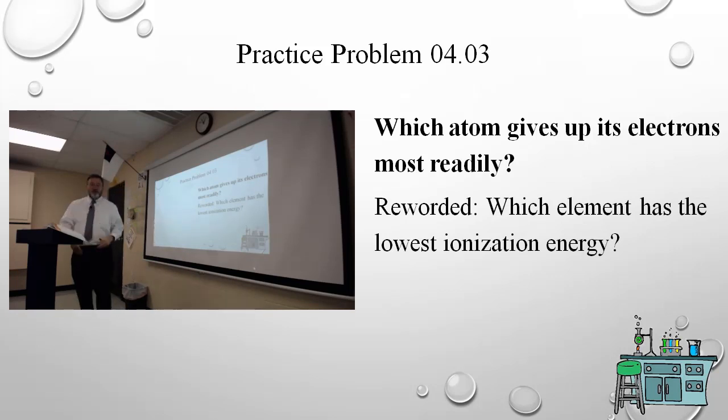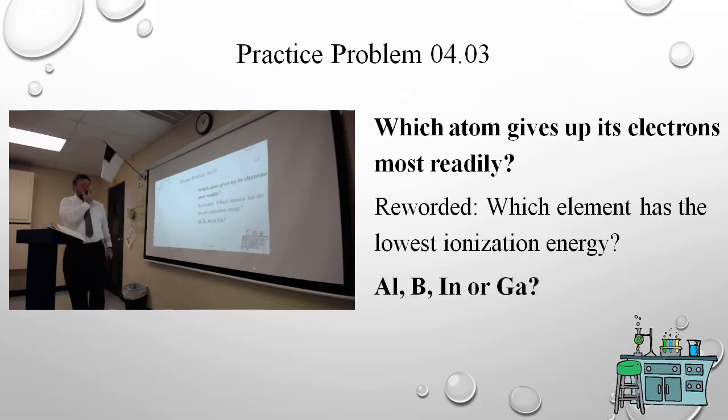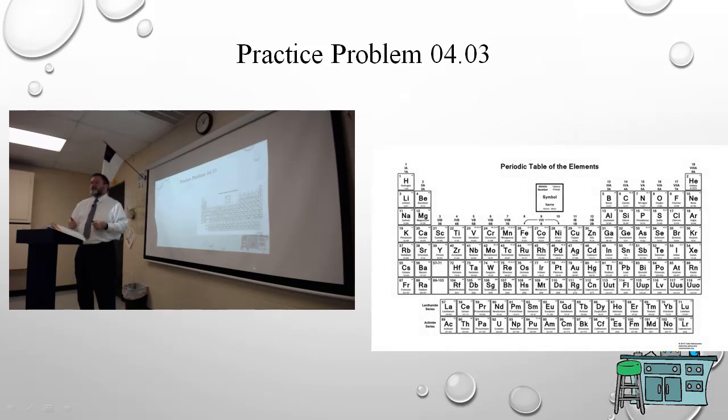And so the question here says, which one gives it up the easiest? Well, the one that gives it up the easiest is the one that holds on to it the lightest, right? And we're given 4 options. Now, since this is known as a periodic property, we're going to go ahead and plot them on a periodic table. So the 4 different atoms in play are Al, B, In, Ga.